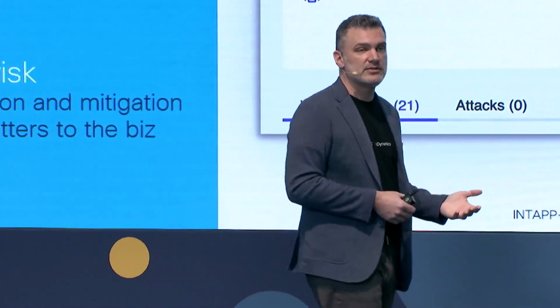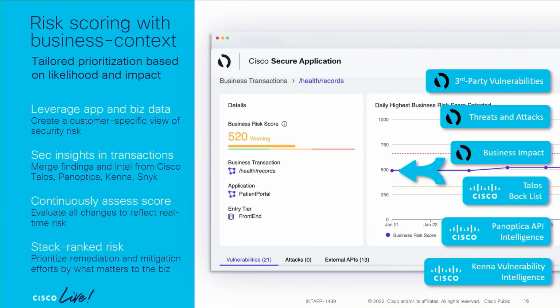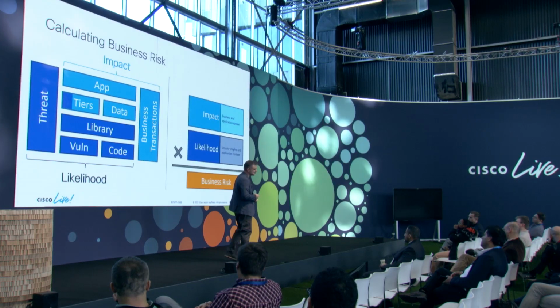And now, Kenna and Panoptica. So we have an idea of the likelihood of exploit, as well as insights to third-party APIs. We all know, I think as Joe was talking about, applications are not just the code that a developer writes. They rely upon lots of different services. So we are able to pull insights from across the application landscape in AppDynamics, the security insights from Secure Application, as well as all of these other Cisco services, and bringing them together into business risk observability.